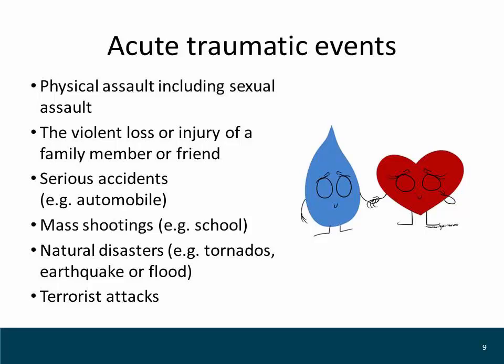Acute traumatic events include physical assault, including sexual assault, the violent loss or injury of a family member or friend, serious accidents, such as an automobile accident, mass shootings, such as in school, natural disasters, such as tornadoes, earthquakes, or floods, and terrorist attacks.